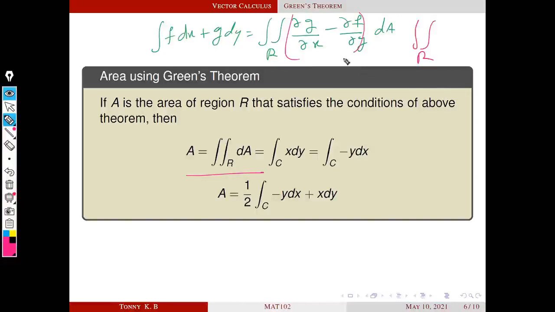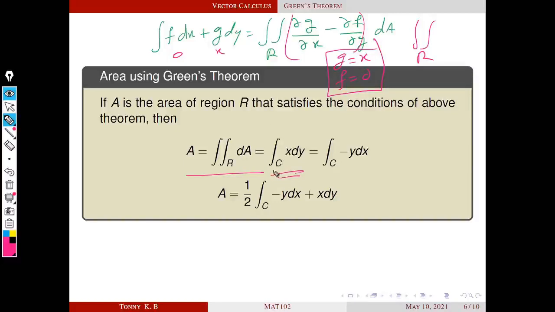Yes, if you choose g equal to x and f equal to 0, then what about the first part? This portion is 1 and this portion is 0. So the right hand side gives the area, isn't it? And in that case, what about the left hand side? Our g equal to x, so we can replace this by x and f equal to 0. So this portion is 0. So this is integral x dy. That's why we get the first formula.